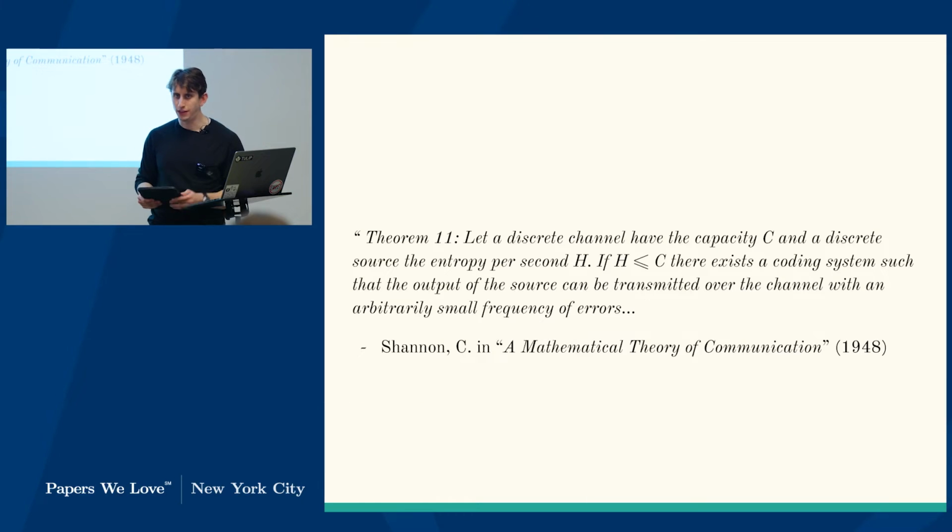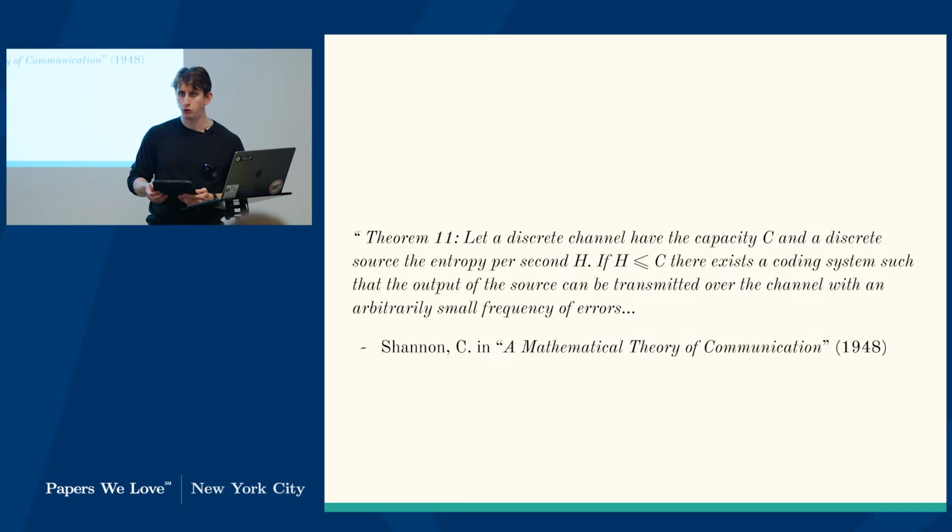This is one of the theorems from Shannon's paper. Let a discrete channel have the capacity C and a discrete source, the entropy per second H. So you have a capacity and then you have how much information you can kind of put through it. If the entropy is less than the capacity, there exists a coding system such that the output of the source can be transmitted over the channel with an arbitrarily small frequency of errors.